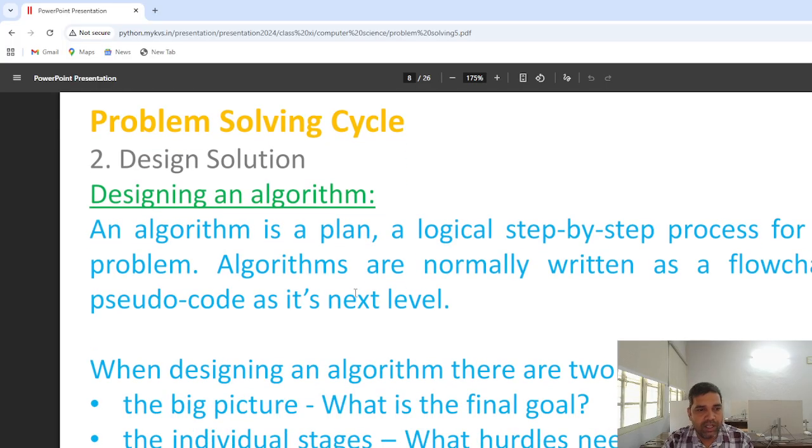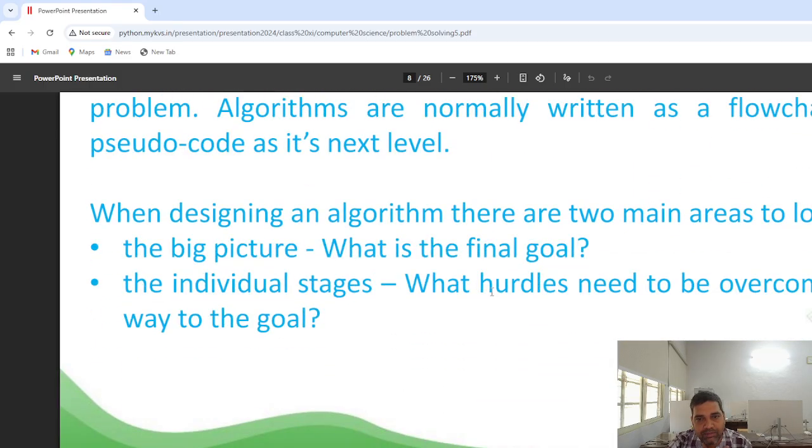So, design the solution. How to design the algorithm? Students, an algorithm is basically a plan, which is followed step by step in a sequential manner. So, an algorithm is a plan, a logical step-by-step process for solving a problem. Algorithms are normally written as a flowchart or in pseudocode, which is the next level. When designing an algorithm, there are two main areas to look at: the big picture, what is the final goal, and the individual stages, what hurdles need to be overcome on the way to the goal.